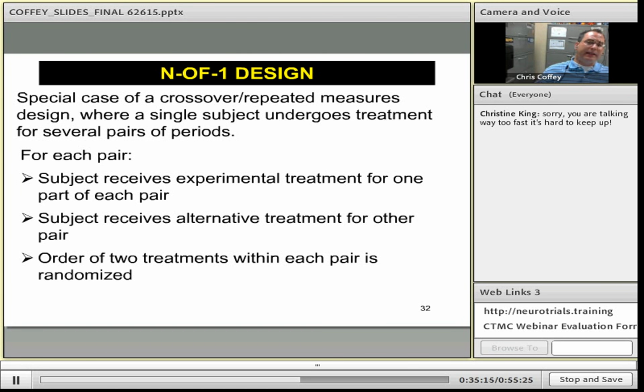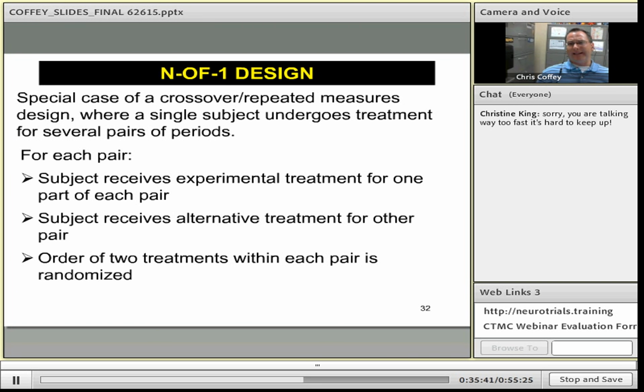Another technique that has received some attention lately, of particular interest if you're in a really rare disease, is an N-of-1 design. An N-of-1 design is really a special case of a crossover design, where instead of treating once on placebo and once on treatment, you have a subject, and you treat them multiple times. So, for instance, there was a good example in clinical trials a few years ago.